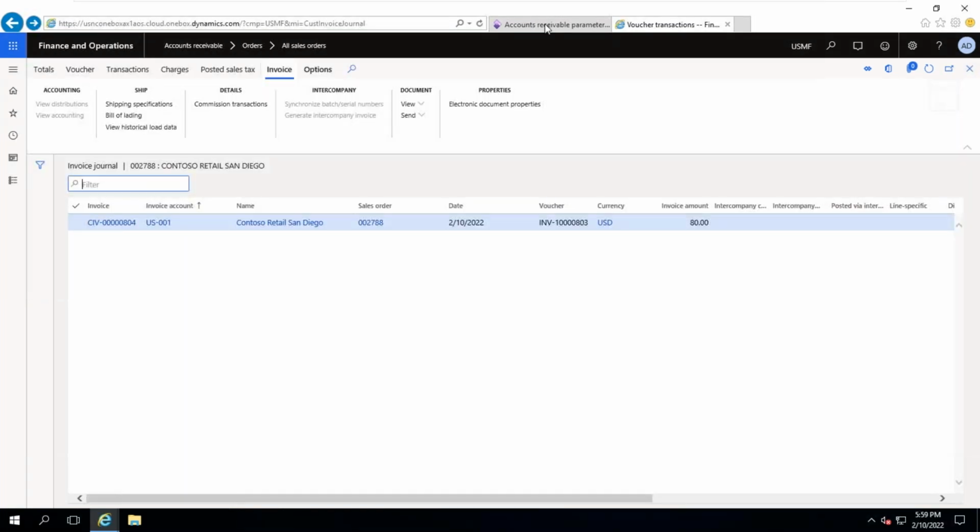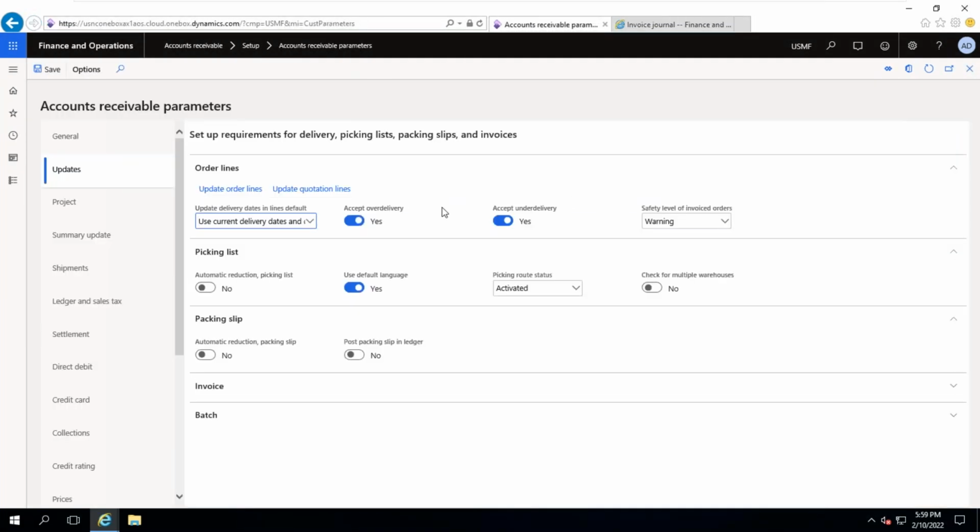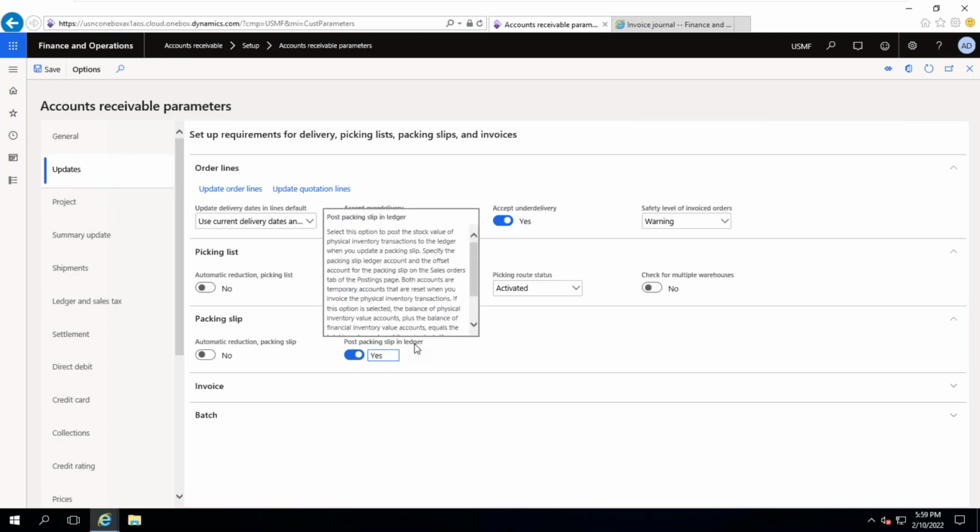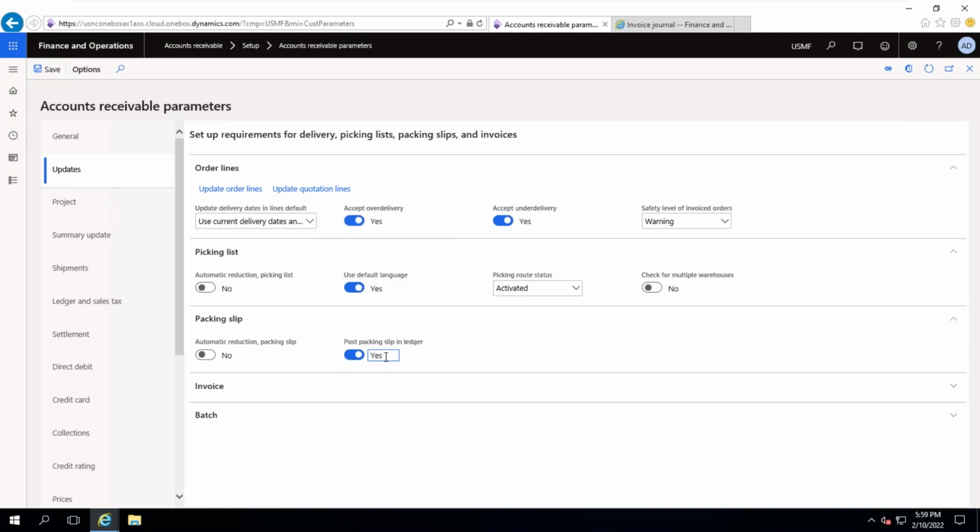Now what I will do, I will enable this checkbox: Post packing slip in ledger. At the time of the packing slip, post in the ledger. That's what it is. Post packing slip in ledger.